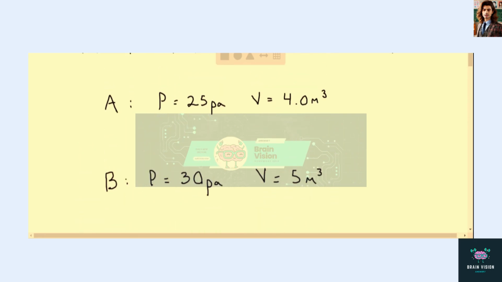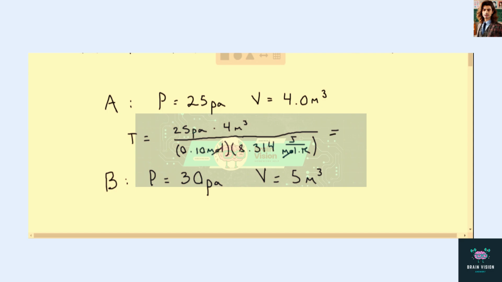So up here, we'll have that the temperature T is 25 pascals times 4 meters cubed over 0.10 moles times the ideal gas constant, 8.314 joules per mole Kelvin. And we can illustrate how all these units will cancel out here, or at least the moles, without breaking down the pascals over here. And if we calculate that, we will end up with 120 Kelvin.